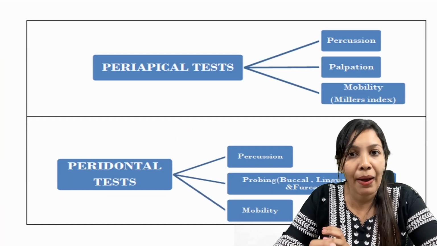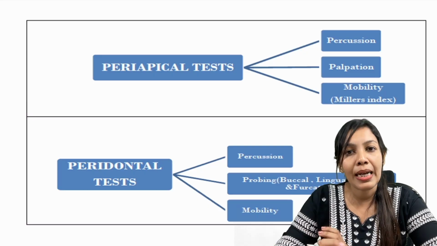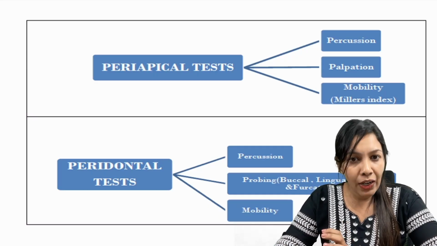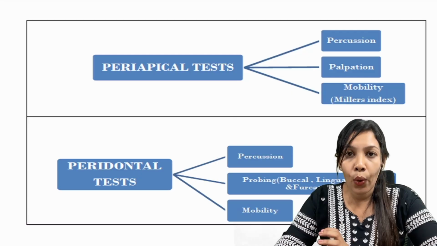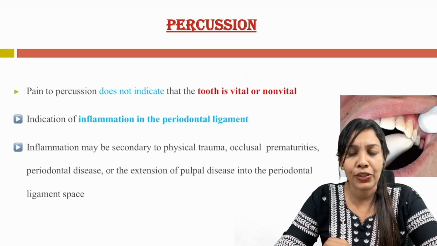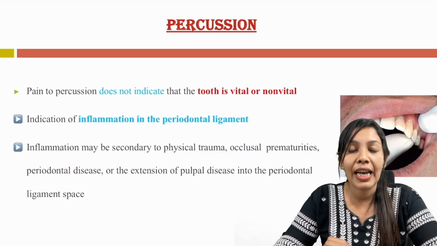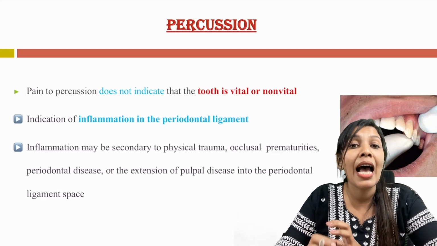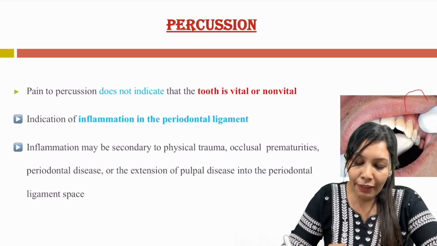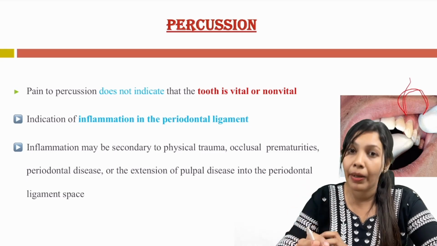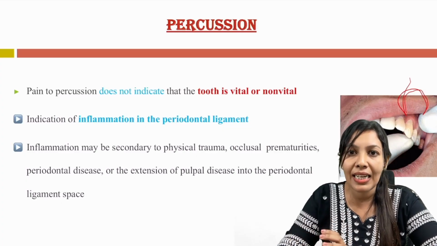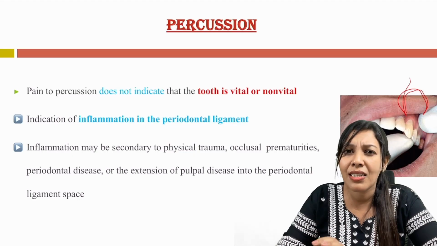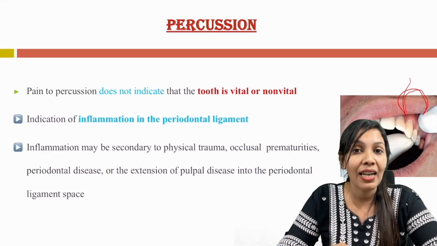Next is the periapical test. The periapical test is of three types: the percussion test, palpation and also the mobility test. Periodontal tests include percussion, probing and mobility. So what do we mean by percussion? As you can see in this image, we use a blunt instrument and hit on the tooth surface. If the patient has pain, that means there is inflammation in the periodontal ligament area. So the percussion test indicates that there is inflammation in the periodontal ligament area, but this test cannot differentiate between a vital and a non-vital tooth.